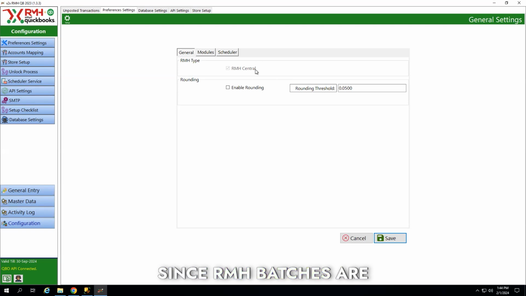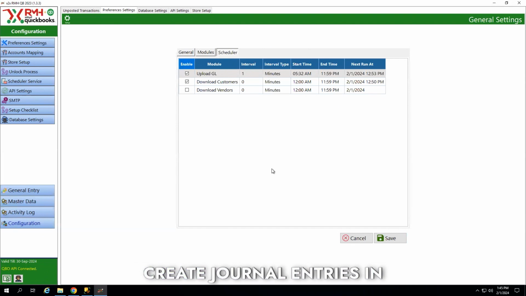Since RMH batches are automatically posted to QuickBooks Online and QuickBooks Desktop, the system can allocate any rounding differences to a predefined rounding account. You can set up a threshold to ensure that only differences within this threshold are automatically adjusted. You don't need to manually create journal entries in QuickBooks Online and QuickBooks Desktop.